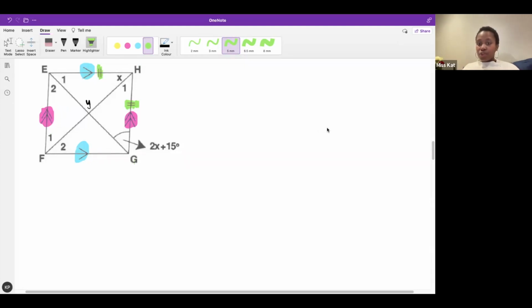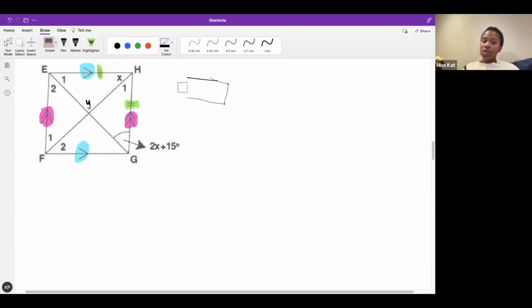So ma'am, only if it shows us that it's 90, then we know it's square. Correct, Megan. Same with a parallelogram. If you have a shape that looks like a square or a rectangle, but you don't have any 90 degrees in the corner, you will just assume it's a parallelogram.